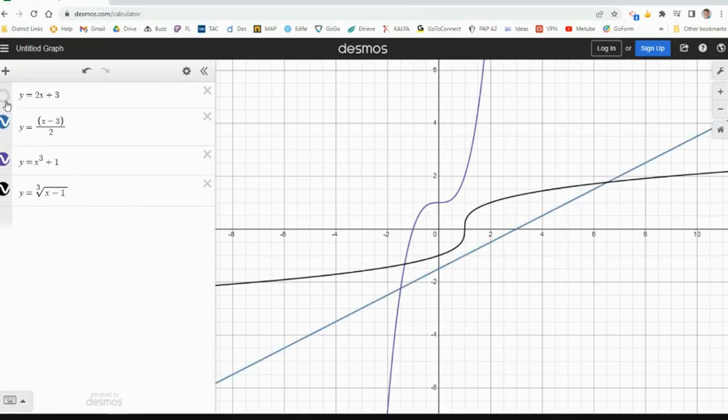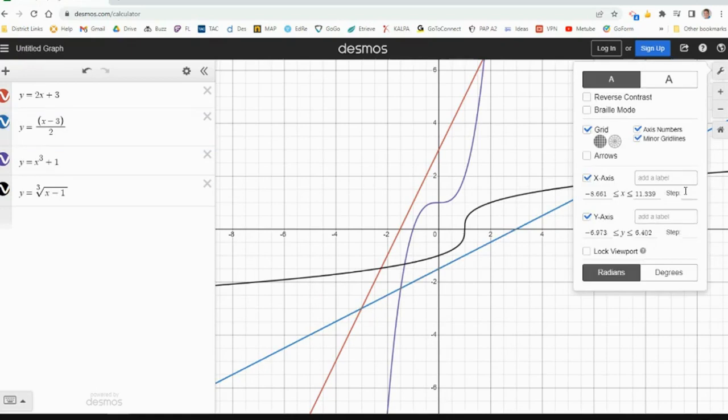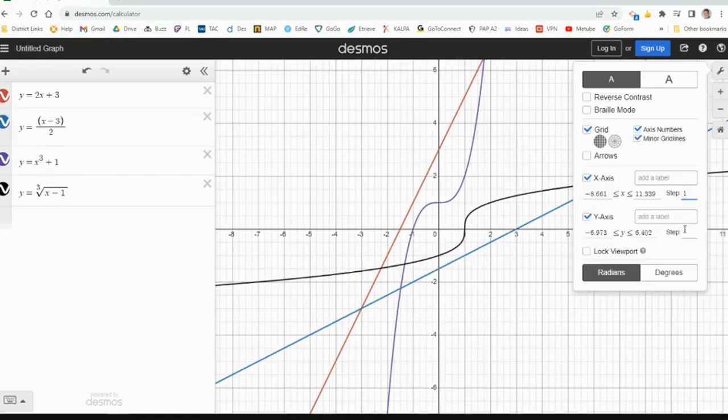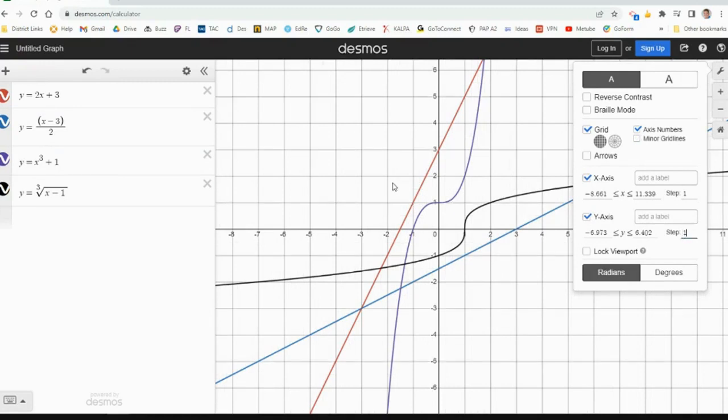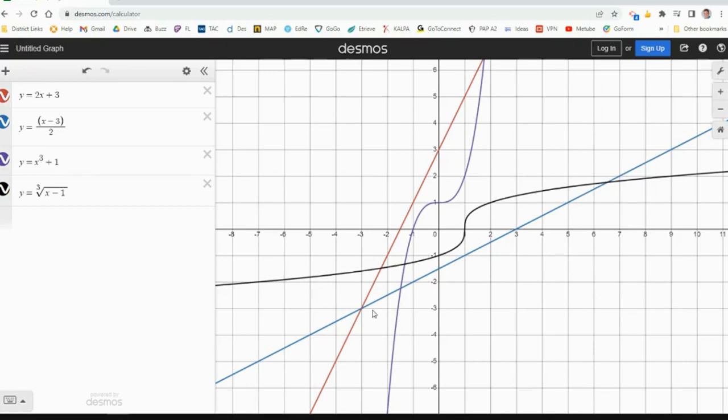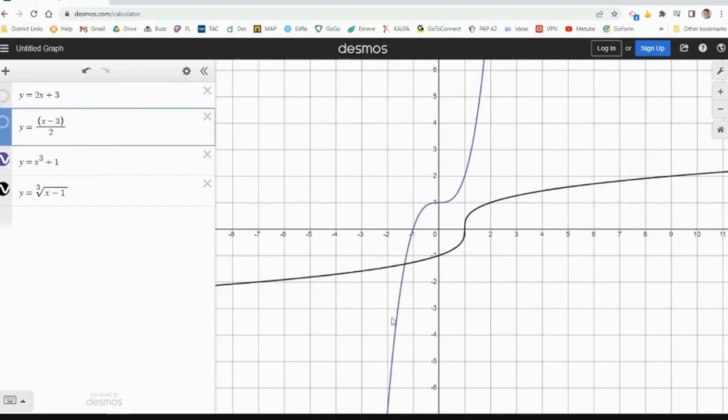Okay, so here's all four of them. What I'm saying is they intersect at -3. The first two did. Here, I can change the settings to make that easier. Tell it to step by 1 and turn off the minor grid lines. And now everything's by 1s. So yeah, these intersect at -3. I'm going to turn those off again for a second. It's different.